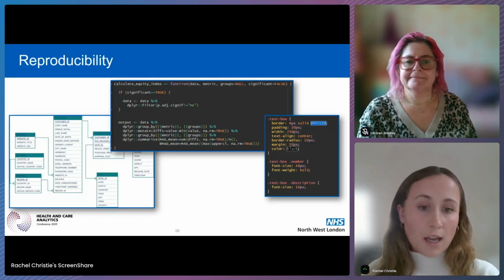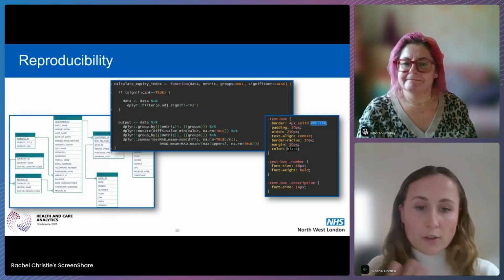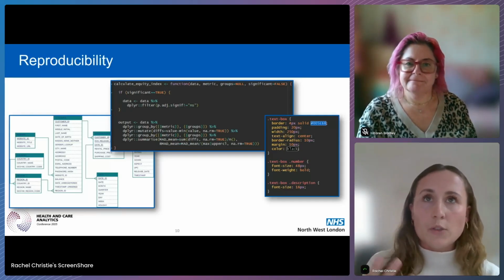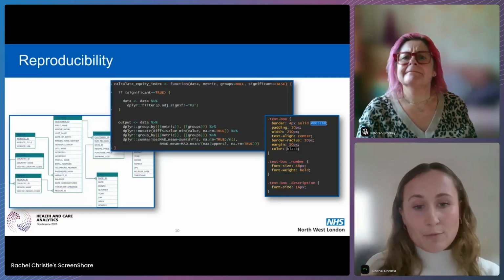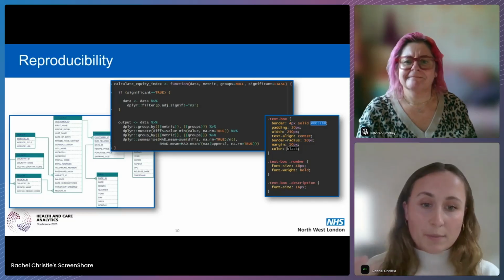And we've also used custom CSS to give the report a consistent look. And I know there was a good talk yesterday about this and how having that NHS format gives people a trust in the report and that it's something they're familiar with.